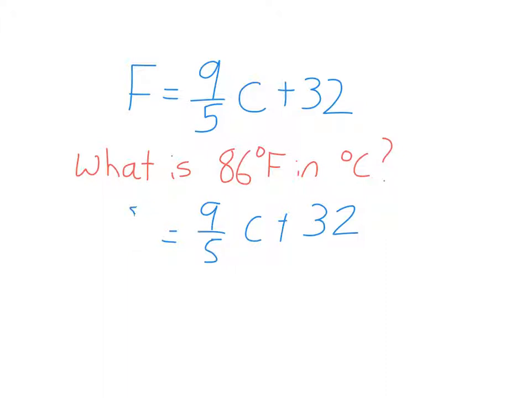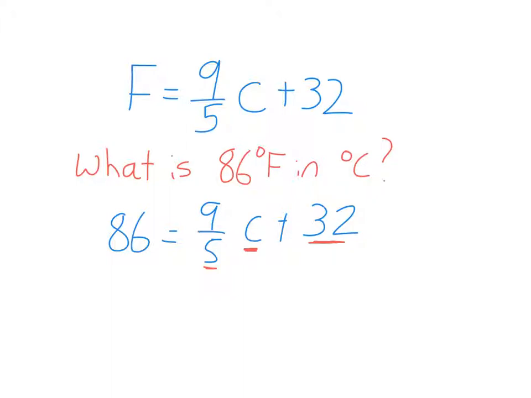So I'm going to change F to 86. And once you've done that, you have an equation. And we solve this like all the others. Even though it might look a bit different because of the fraction, we're not going to change our process. So what we've done is we've taken a number, which we call C, we times it by 9/5, then added 32 to get 86. So to solve, we undo things in the opposite order to BODMAS.